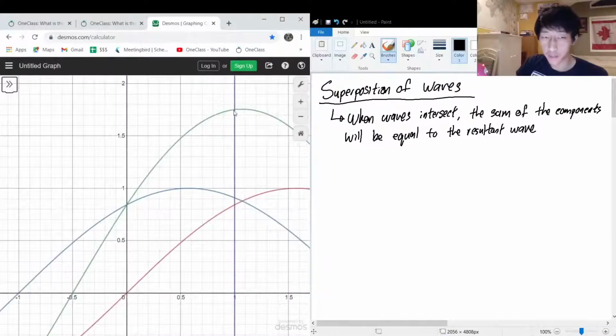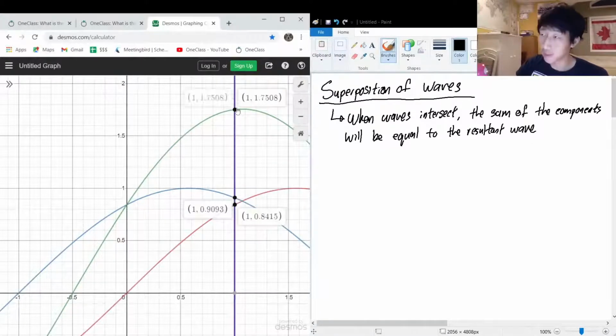We can see that the value of the green point here, at 1, is equal to 1.7508. We should see that this is precisely the same as the value of the blue at this point, which is 0.909, plus the value of the red at this point. And if we do some quick math in our head, 0.8415 plus 0.9093 has to be precisely the same as this. So that's just showing, at this point, the superposition theorem: you would just find the values of the individuals, add them together, and you'll get the resultant value.